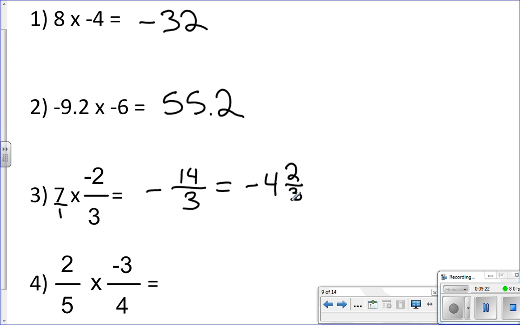Finally, I have 2/5 times negative 3/4. It's going to be a negative because it's a positive number times a negative number. I get negative 6 over 20, and that reduces to negative 3 over 10.